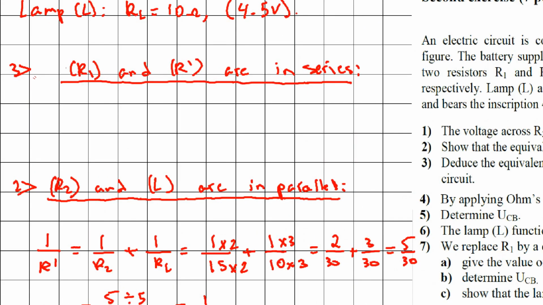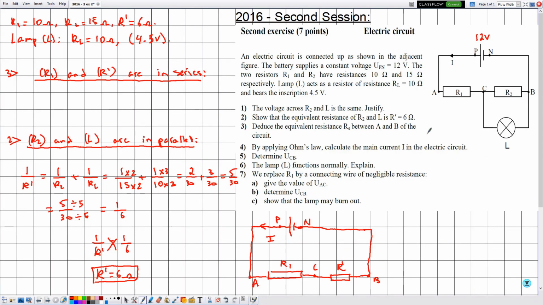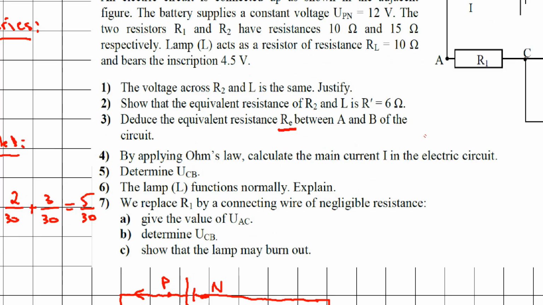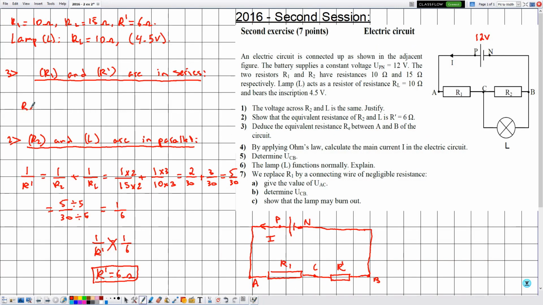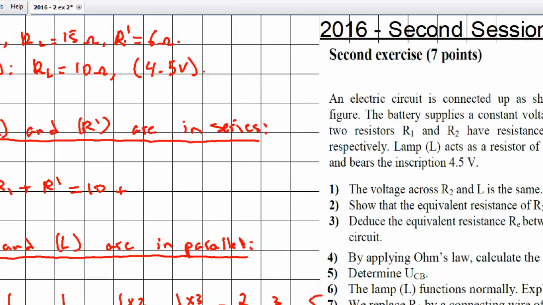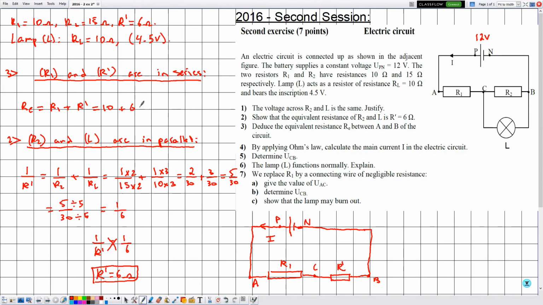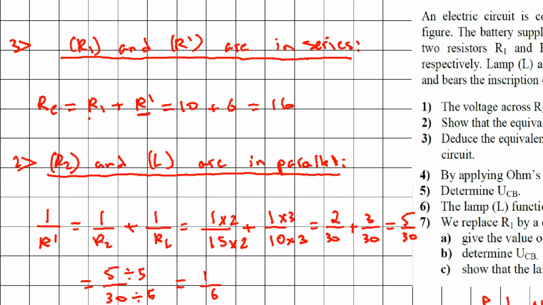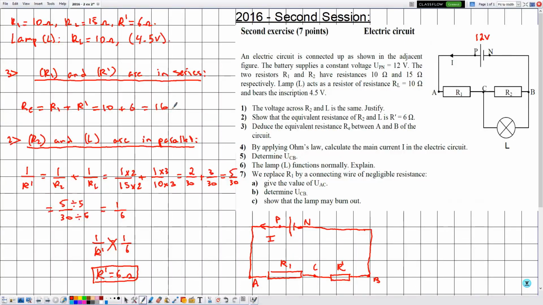I repeat, they give half a mark for mentioning this statement, and the equivalent resistance is denoted by Re, which is equal to R1 plus R prime. The value of R1 is given by 10 ohms, and the value of R prime that we already calculated is 6. So this is equal to 16. Since R prime is in ohms and R1 is in ohms, the value of Re will be in ohms.